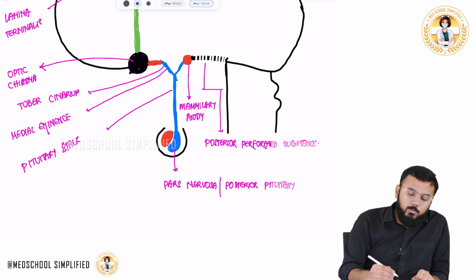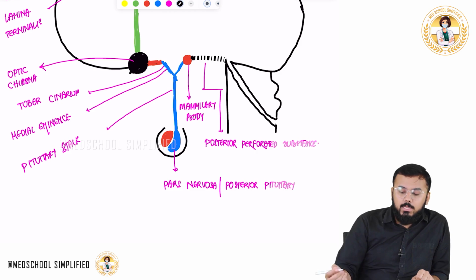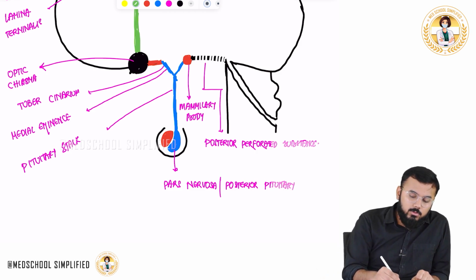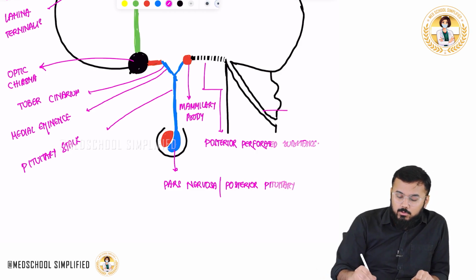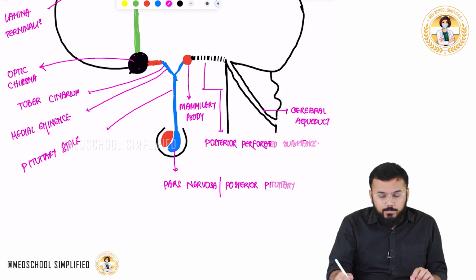Now, the next important thing is that in the center of your midbrain, you see a duct that is going down all the way. This duct is called your cerebral aqueduct. Okay, so this particular duct is your cerebral aqueduct, or you can just call it the aqueduct of Sylvius.